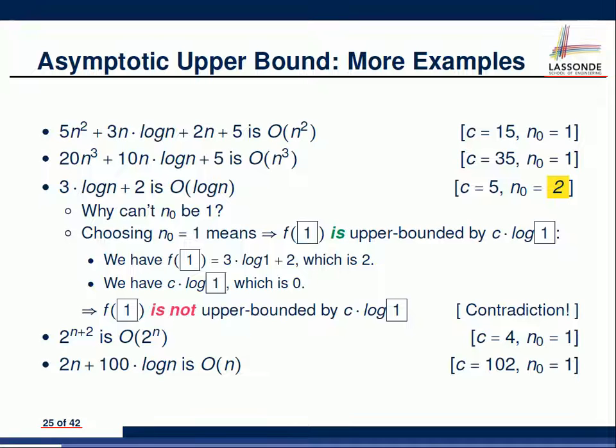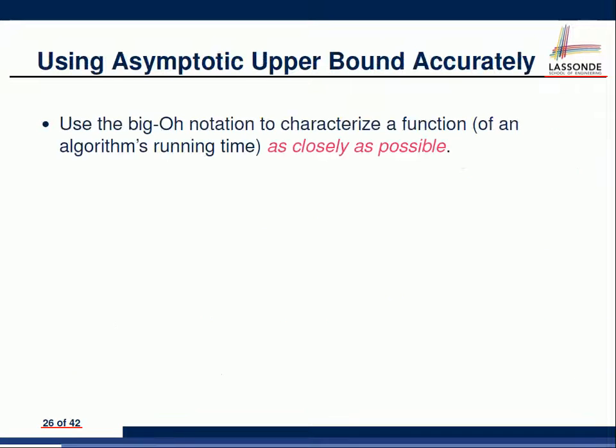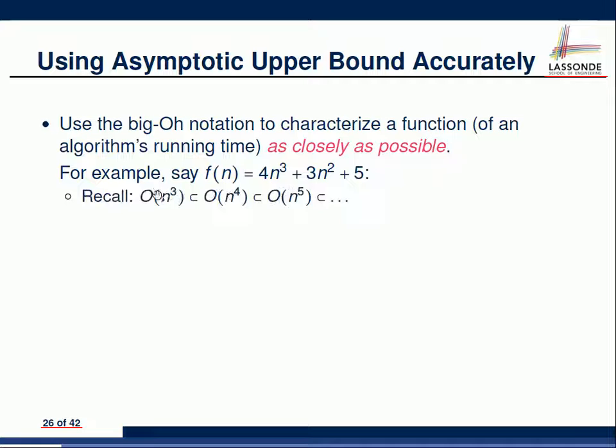All right, let's move a little bit further. Again, this is repeating: you want to get as close as possible, the tightest asymptotic upper bound. For example, if the highest power is 3 over here, you would say it's big O of n cubed. You wouldn't say it's n to the power of 4, even though it's correct, but it's not accurate. Most accurate.